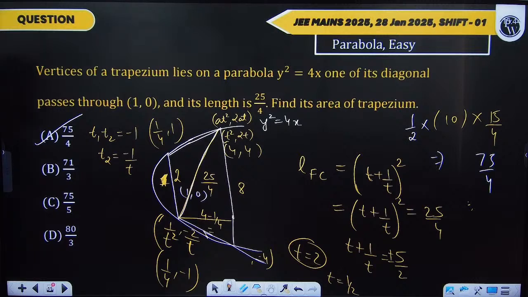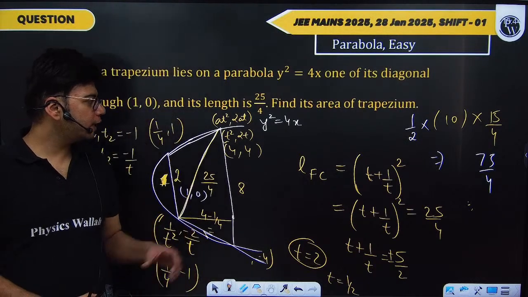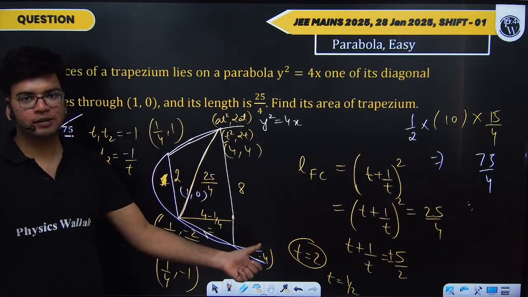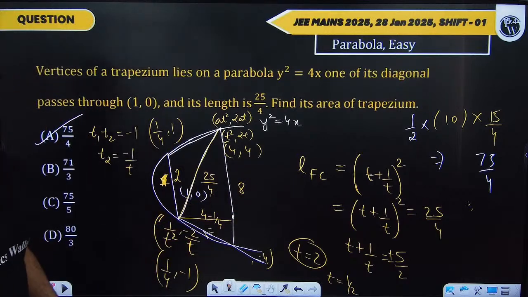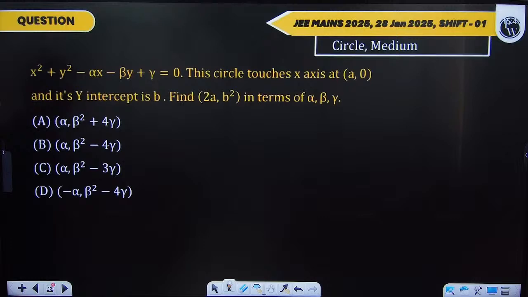So again, an easy question. If you remember the properties of the focal chord, you will directly find the coordinates of these two points. Once these two points are known, avoid calculation mistakes just like I did. Moving on to the next question.